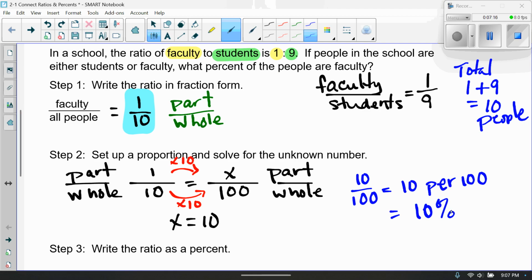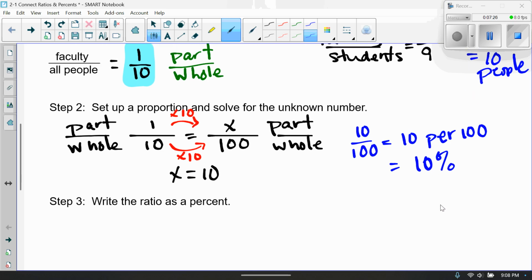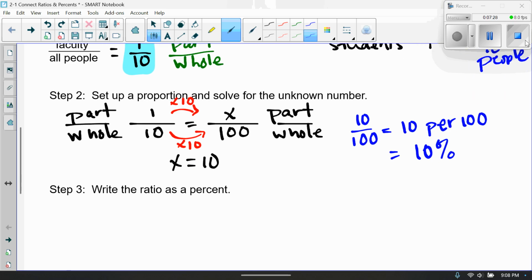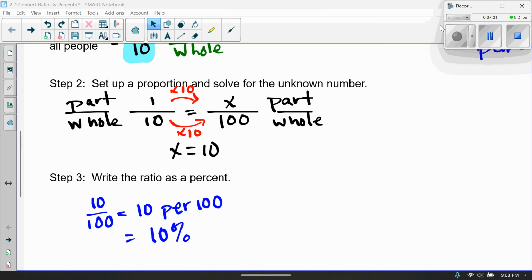Okay? If you can make your denominator into 100, that's always going to be per 100. That's always going to be percent. Okay? So that means that the ratio as a percent is 10 per 100, which is 10%.